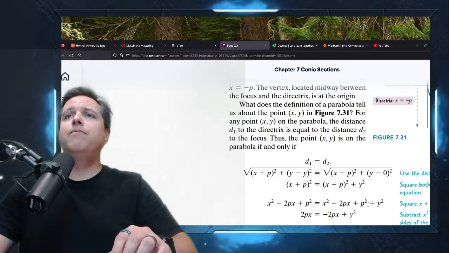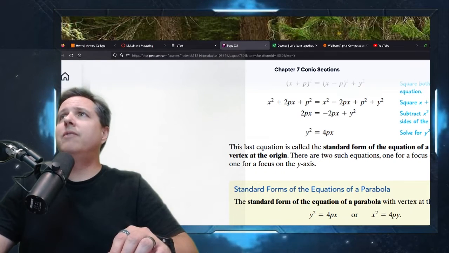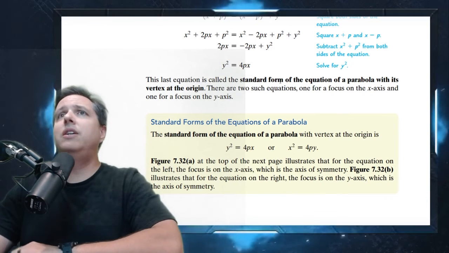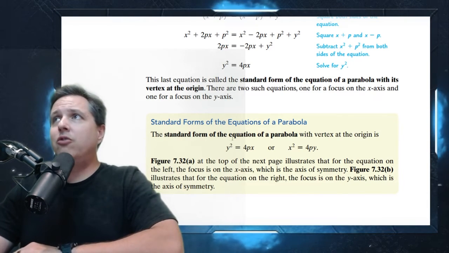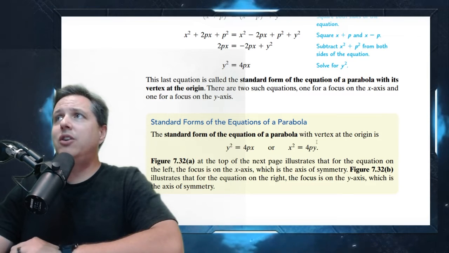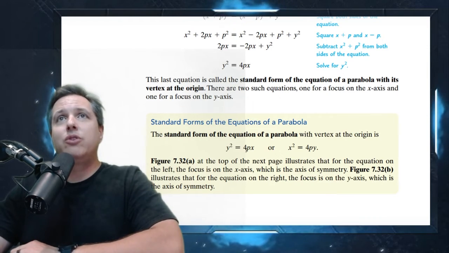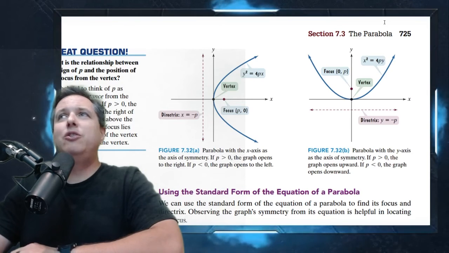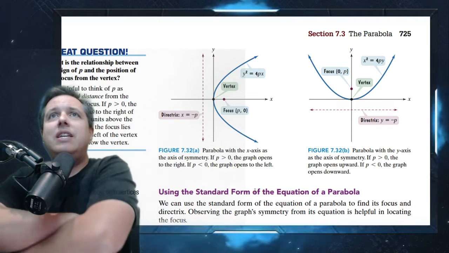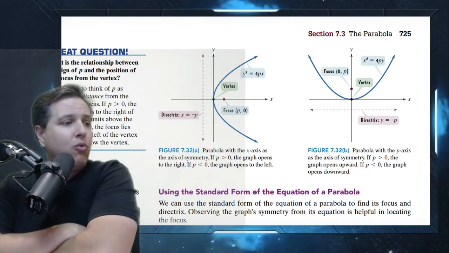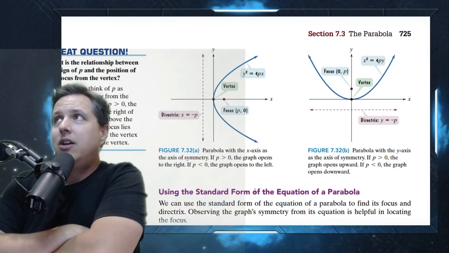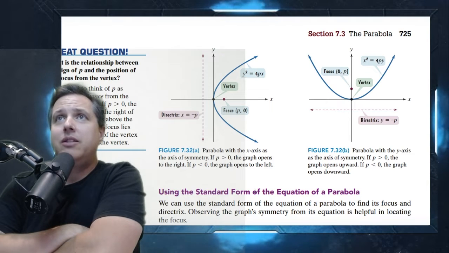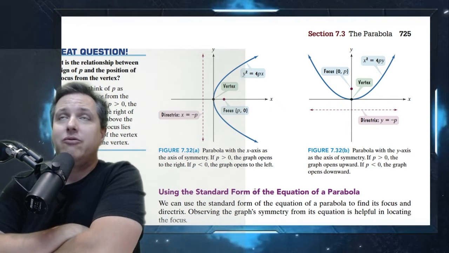Okay. So how do we deal with these then? Well, we basically come up with a new way of writing these, which makes it a little bit more convenient. Okay, so the standard form of the equation of a parabola with vertex at the origin is either y squared equals 4px or x squared equals 4py. Well, how do we know which one's which? Basically, you should look at the pictures over here. So you can see that when it's y squared equals 4px, we're dealing with a parabola that opens sideways. When we're dealing with x squared equals 4py, we're dealing with a parabola that opens either up or down. So vertically, right? It opens up and down.